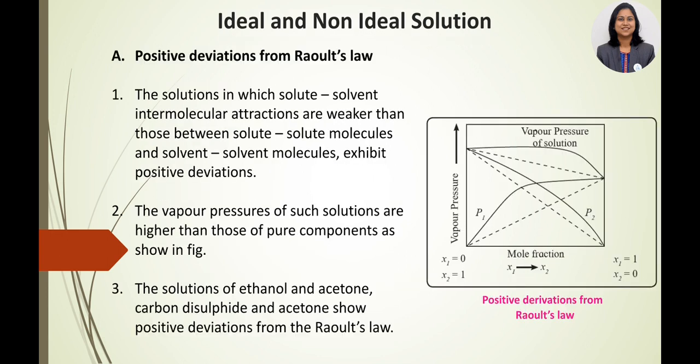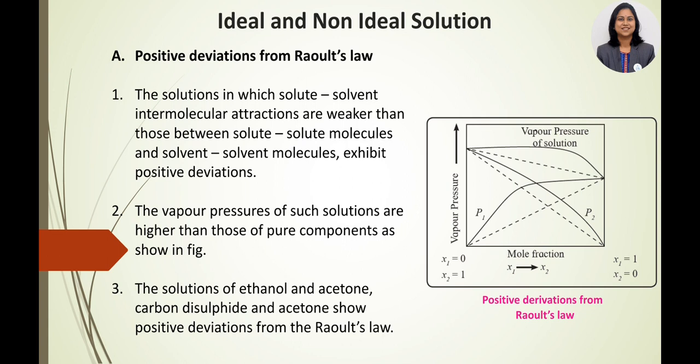A. Positive deviations from Raoult's law. The solutions in which solute-solvent intermolecular attractions are weaker than those between solute-solute molecules and solvent-solvent molecules exhibit positive deviation. The vapor pressures of such solutions are higher than those of pure components as shown in the figure. You can see the dotted line, it's a straight line, and the positive deviation is above the dotted line.